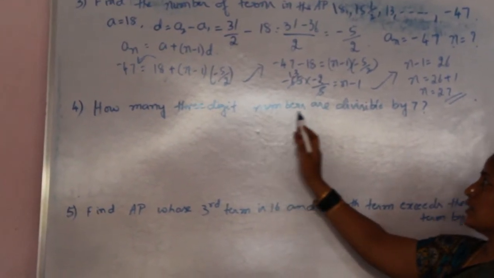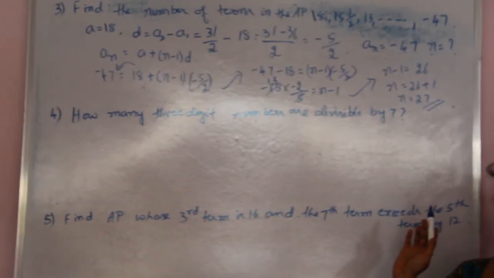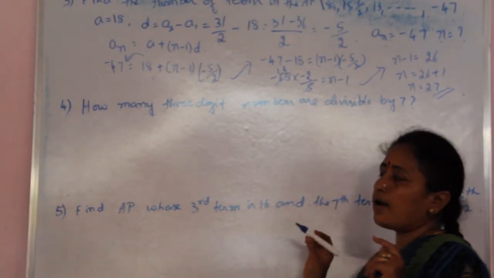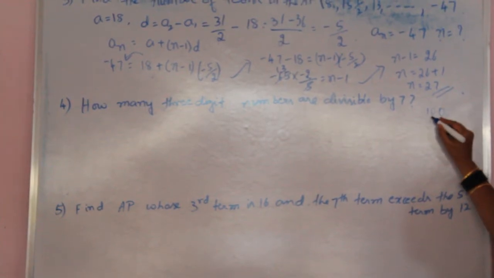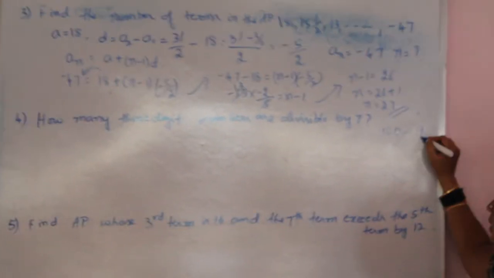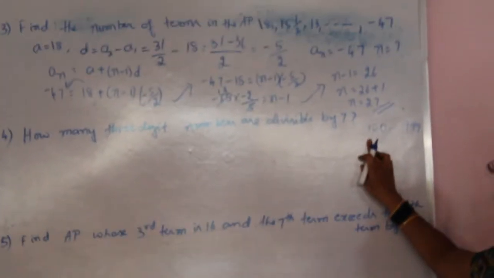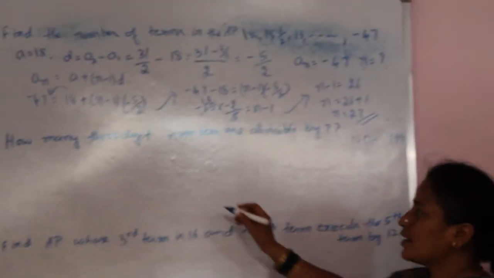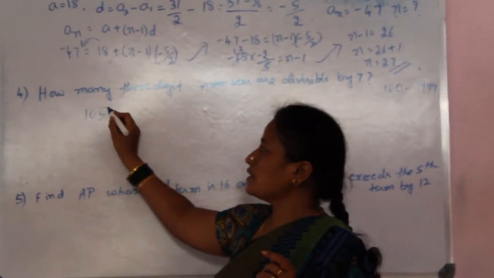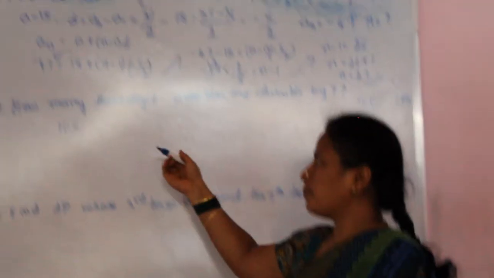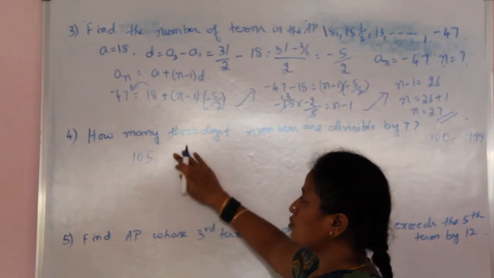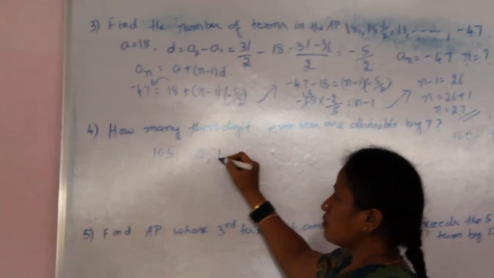Next question. How many 3-digit numbers are divisible by 7? We know the 3-digit numbers start from 100 and the last number is 999. 100 is not divisible by 7, so the first number divisible by 7 is 105. You can check by dividing it by 7. Next, add 7 to 105, we get 112, and so on.